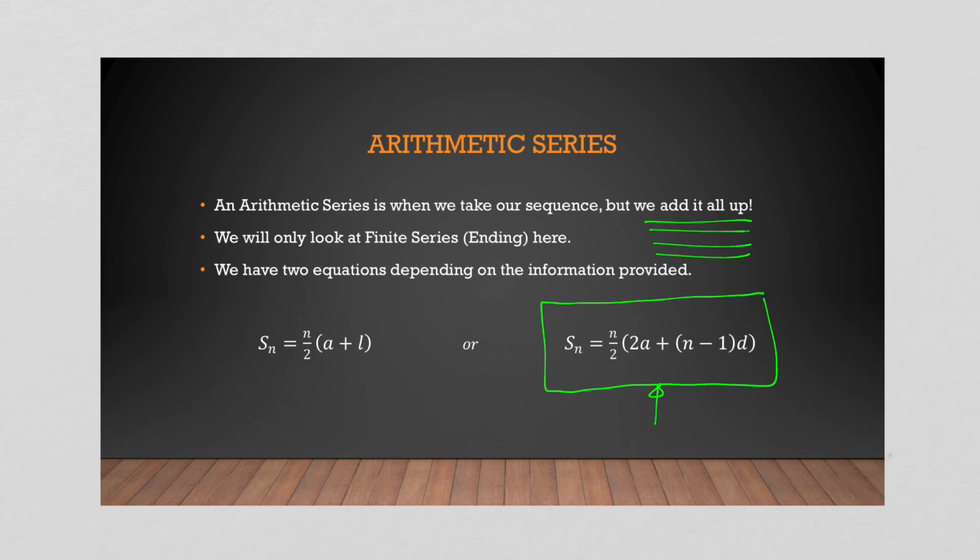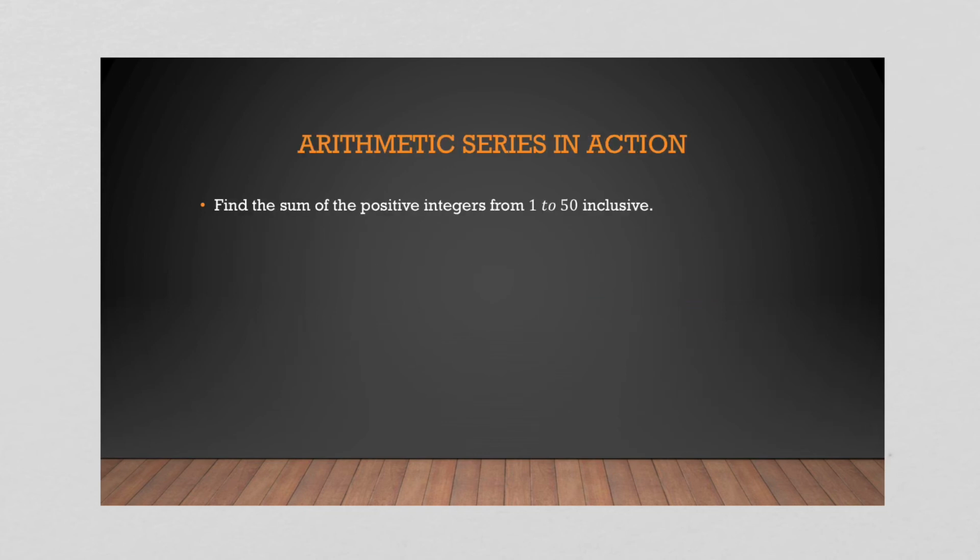So let's move into an example. Add up the positive numbers from 1 to 50. Now this is a case where, guess what? We know our last number. It's 50. We know our first number. It's 1. So we can use the sum of the 50 numbers, S n, is equal to 50 over 2 times a plus L, 1 plus 50.